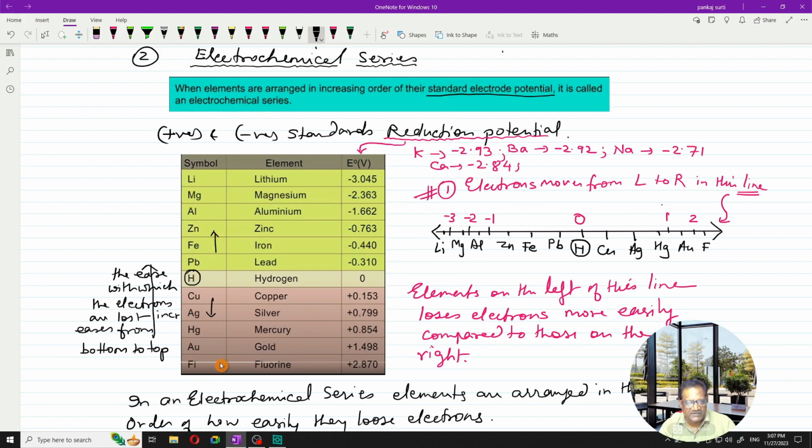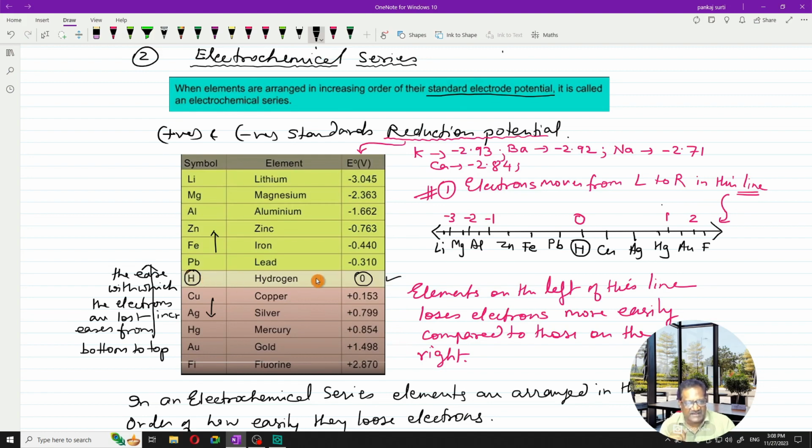Is that clear? Now, hydrogen has a standard electrode potential of 0. This helps in taking it as a reference, so hydrogen is taken as a reference. All the other elements having a standard electrode potential less than 0 will be placed above, and greater than 0 will be placed below. This is how an electrochemical series is made.